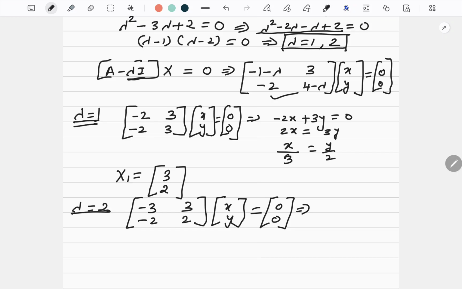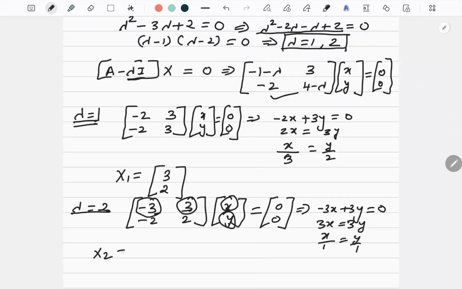This will not happen the same way in the 3 cross 3 matrix. It will be different. So, minus 3x plus 3y is equal to 0. See, minus 3x plus 3y is equal to 0. We are multiplying this by this, then this by this. So, 3x is equal to 3y. Now, if I divide both sides by 3, what will I get? x by 1 is equal to y by 1. So, what is the eigenvector? The second eigenvector is 1, 1.